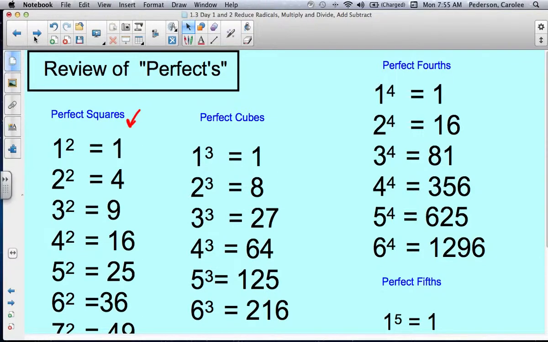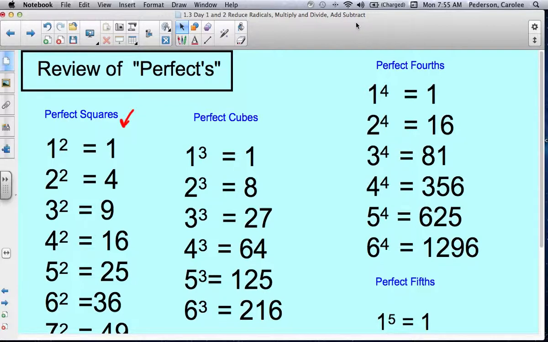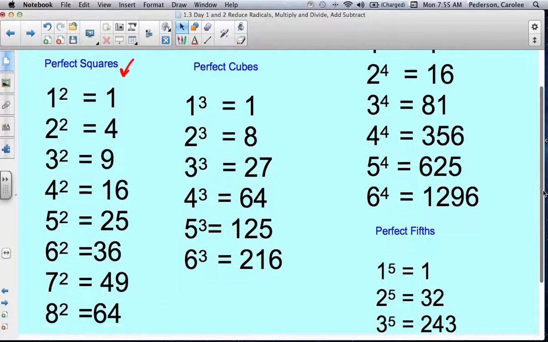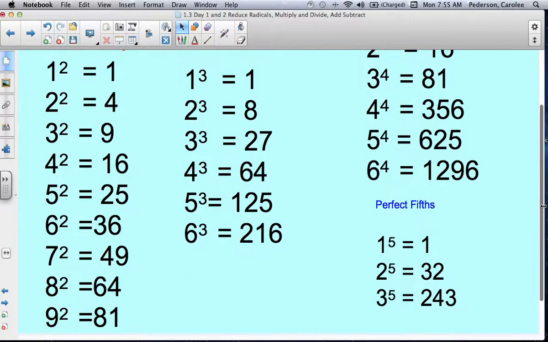This slide should look familiar to you. We talked about it earlier this year when we worked with reducing radicals down to know the popular perfects. And we're going to focus this lesson on the perfect squares, this left-hand side. So for example, 6 squared equals 36. If you take the square root of 36, you'd be back at 6. So just making sure you remember these perfect squares. And then later on, we'll be talking about the perfect cubes, fourths, and fifths.